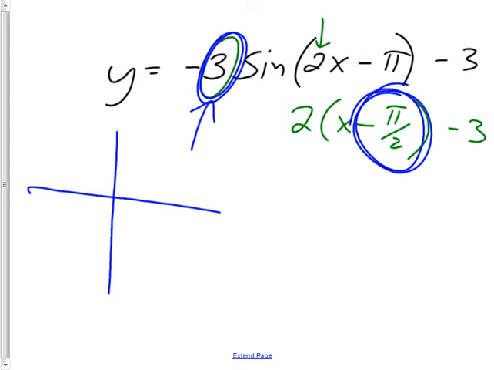The period on this guy is normally 2 pi because it's not tangent. Tangent and cotangent are the only ones that have a period of something different, and that's pi. Since this is sine, it's got a period of 2 pi. But the formula uses 2 pi over b to figure out your period. And since I have a b term of 2, this guy's period would turn into 2 pi over 2, which would reduce to just pi.